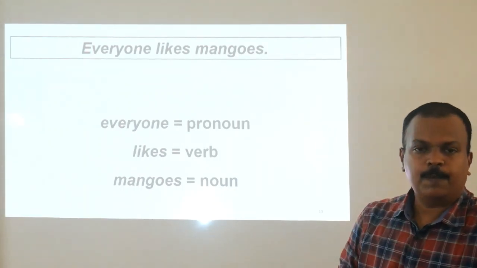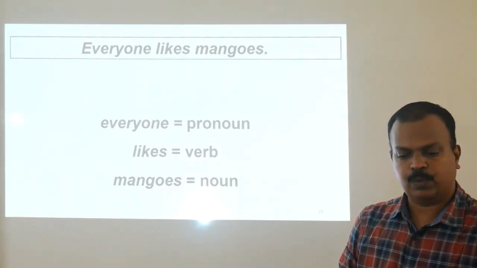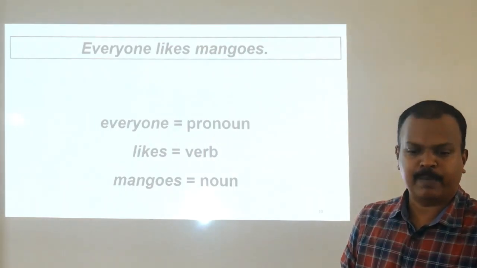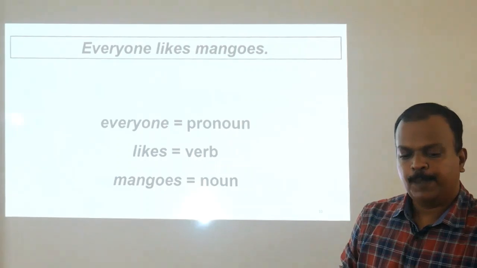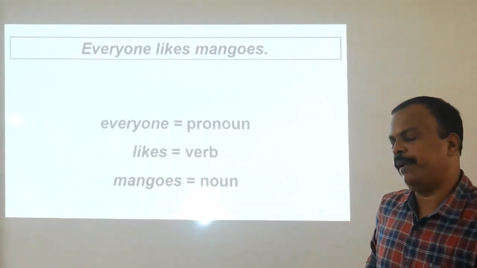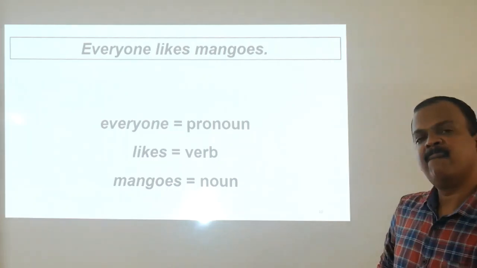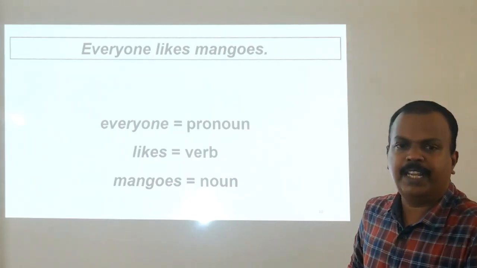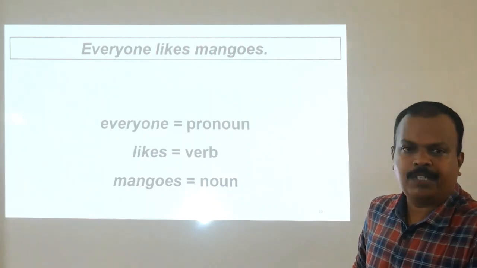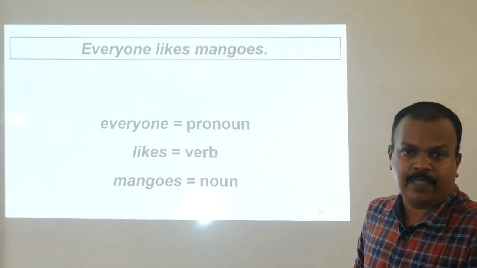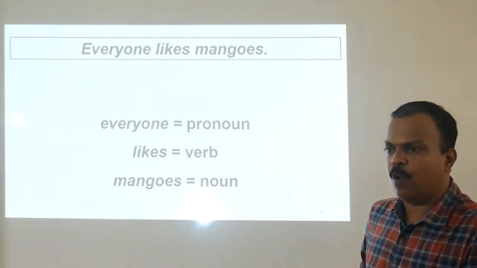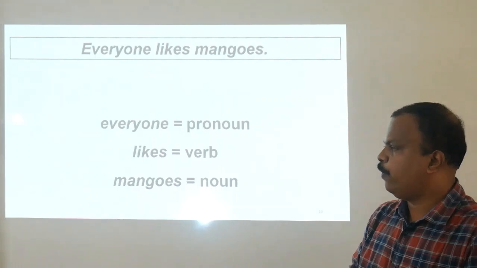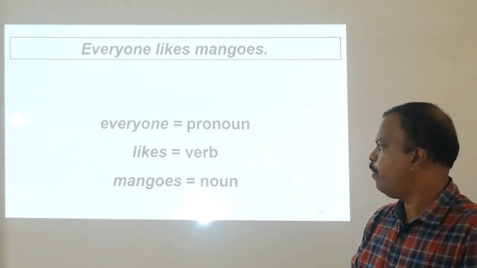Look at this sentence. Everyone likes mangoes. Yeah, everyone likes mangoes, that's true. But look at the different parts of speech in that sentence. So we have everyone, likes, and mangoes, right? So what is everyone? Everyone is a pronoun. Yes, it's called an indefinite pronoun. Pronouns are not just I, we, you, he, she, and they. There are other pronouns as well. So this one is called an indefinite pronoun because it doesn't mention anyone in particular. We'll talk about indefinite pronouns as well. So for now, everyone is a pronoun.